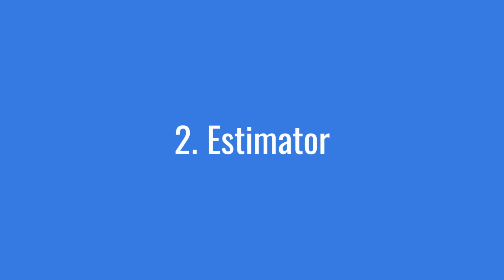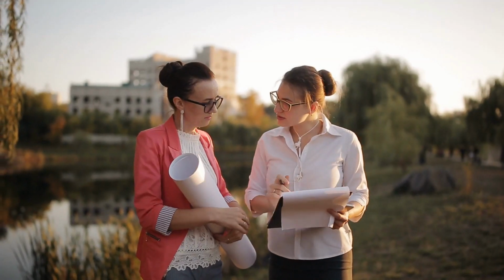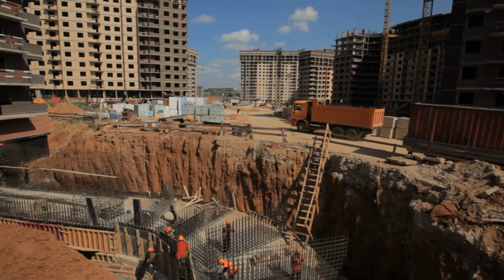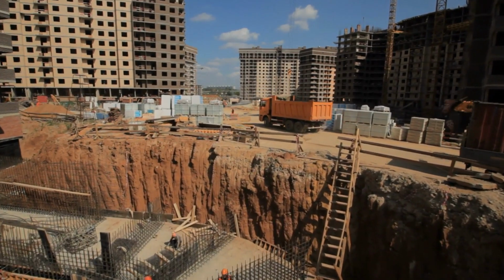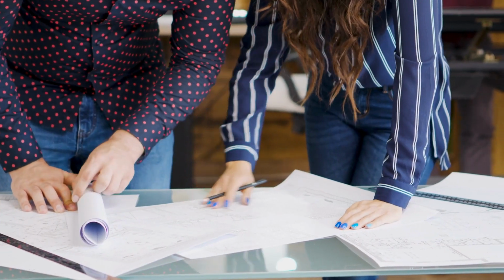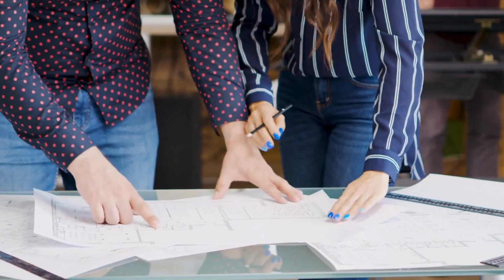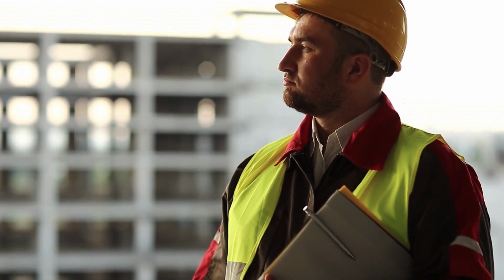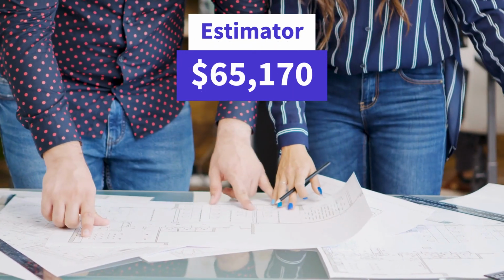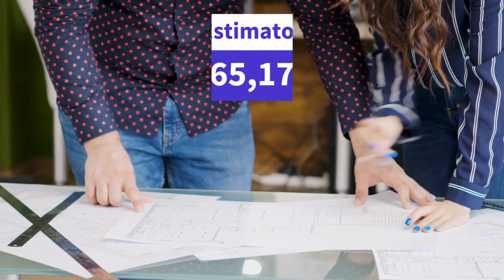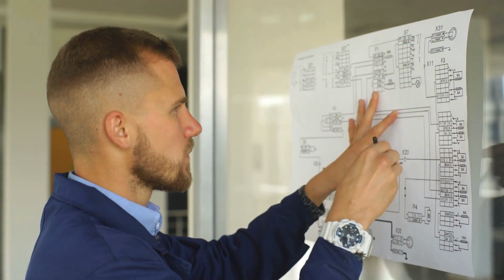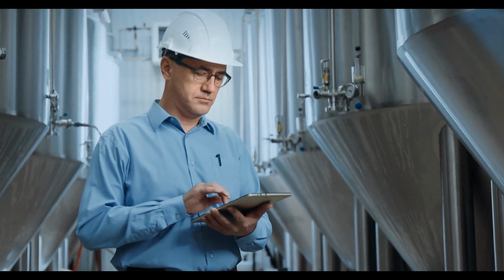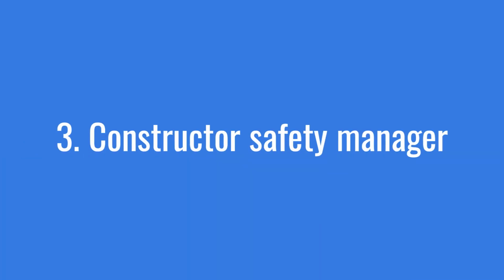2. Estimator. An estimator is a person who estimates the cost of a project. They take into account the materials, labor, and other expenses that will be incurred in order to come up with a total price. This estimate is then used by the contractor to determine whether or not to proceed with the project. But you have to take into account that this position will not make you rich. The average salary of estimators is around $65,170 per year, which is 2 times less than most other engineering occupations, like industrial engineers who work in manufacturing sites.